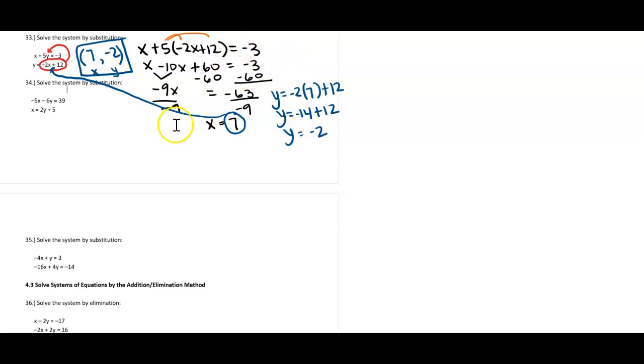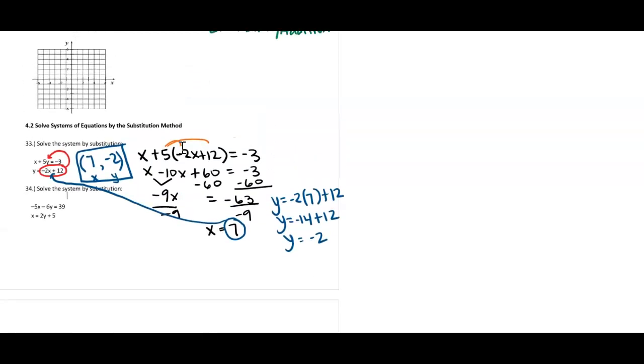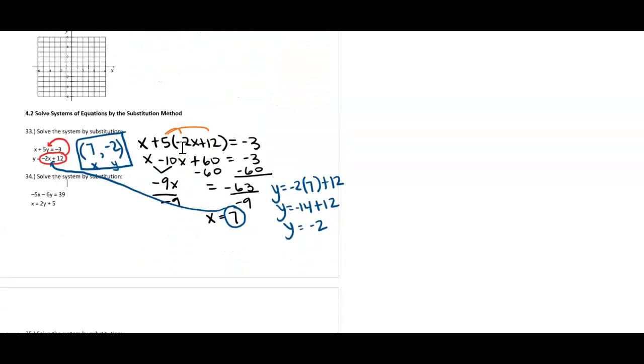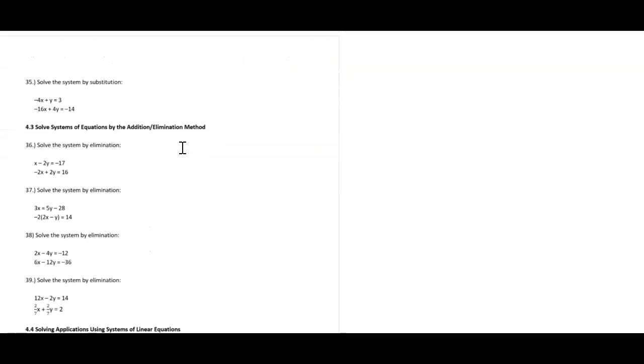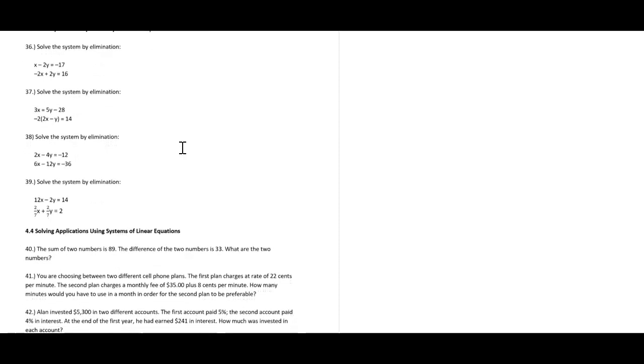Questions that have come up in your mind about the substitution method? All right, why don't we do the elimination method then? Let's look at 37, and then maybe we'll also look at 38 also, okay?